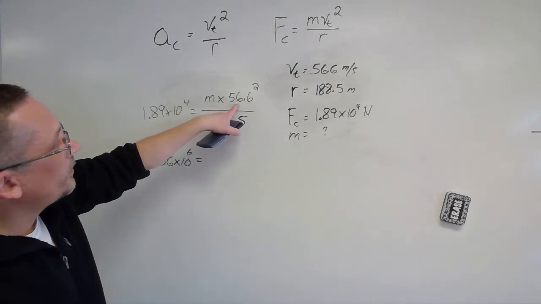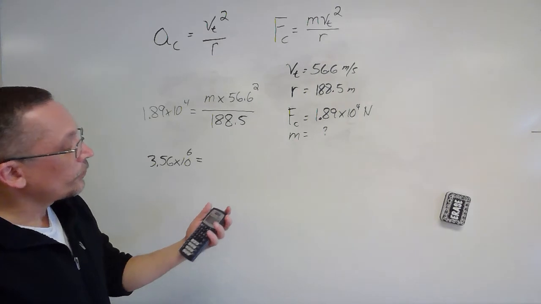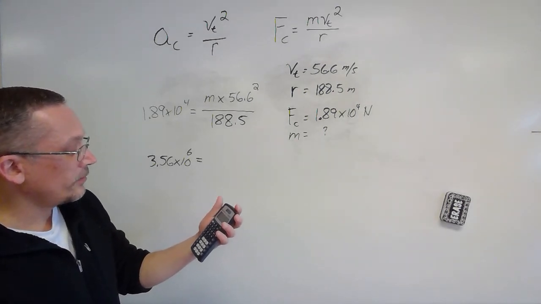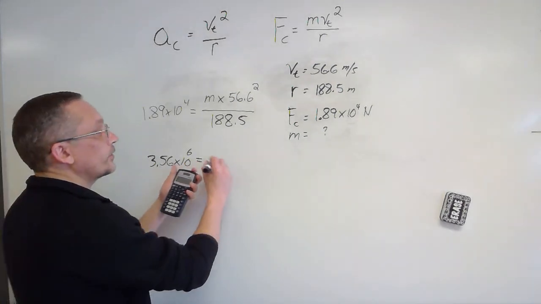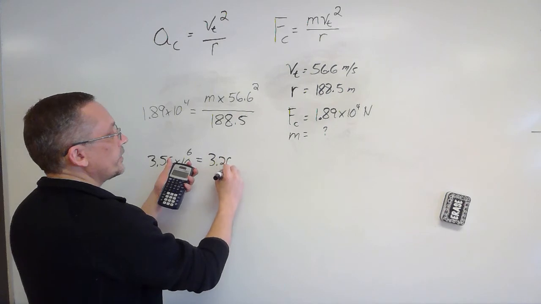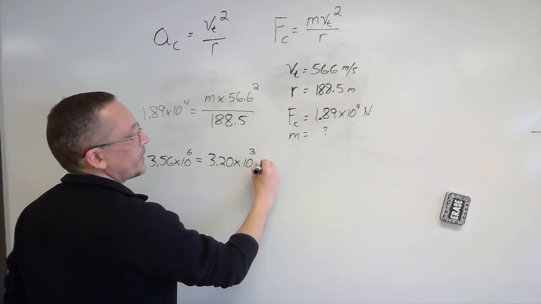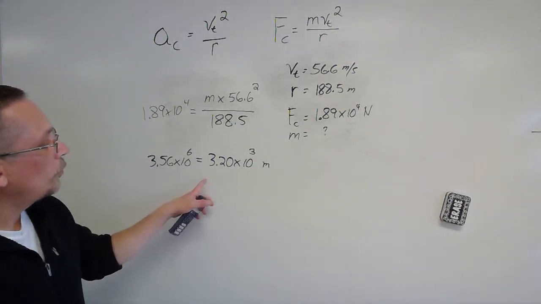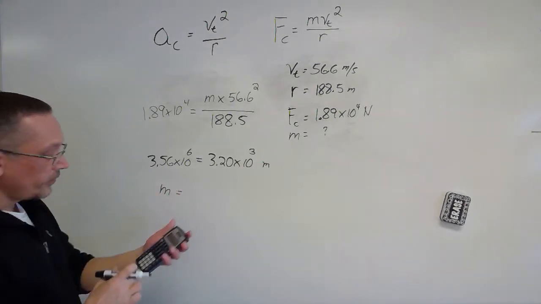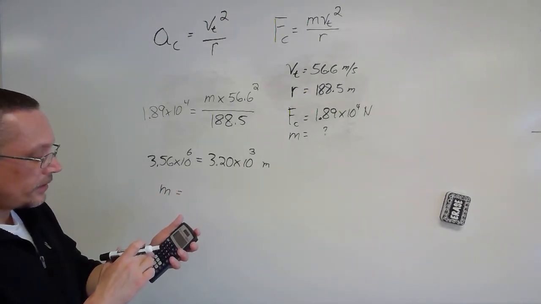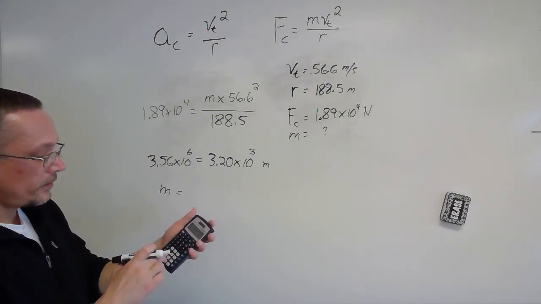Over here, I'm going to square this number. So 56.6 squared, 3 significant figures. I get 3,203. So let me write that in scientific notation: 3.20 times 10 to the 3rd times m. And then to solve for m, we'll divide both sides by that number right there. So 3.56 times 10 to the 6th divided by 3.20 times 10 to the 3rd.